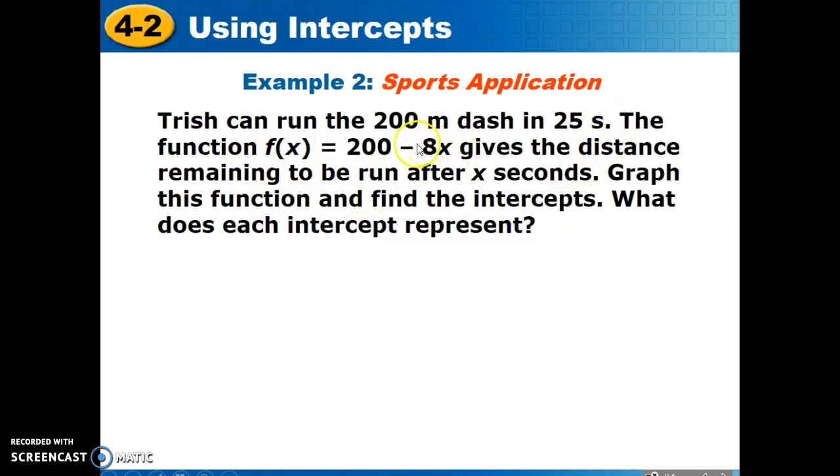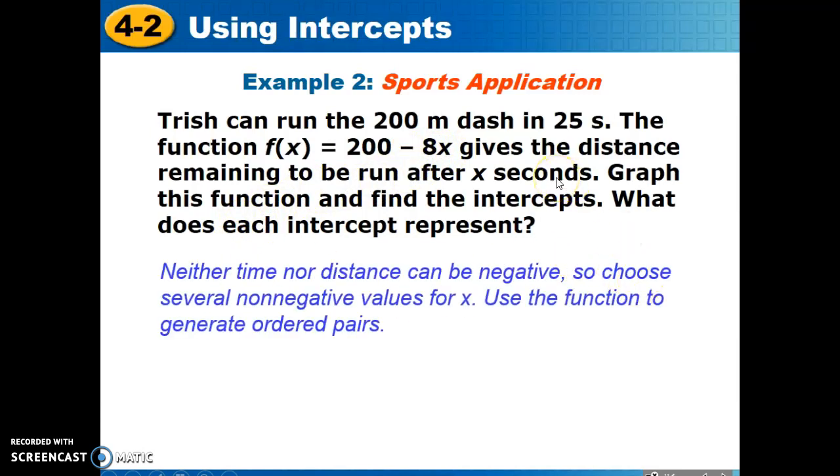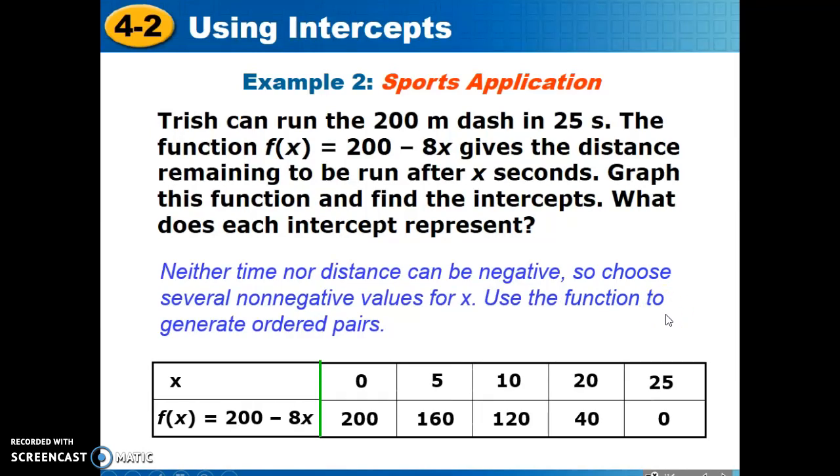The function f of x equals 200 minus 8x gives the distance remaining to be run after x seconds. We have a total of 200 meters. She's running 8 meters per second. Graph the function, find the intercepts, and what does each intercept represent? Neither time nor distance can be negative, so we choose several non-negative values for x. Use the function to generate ordered pairs. At time 0, she's still 200 meters from the end line. After 5 seconds, we've multiplied that by 8. We've subtracted 40 to get 160 meters, etc.